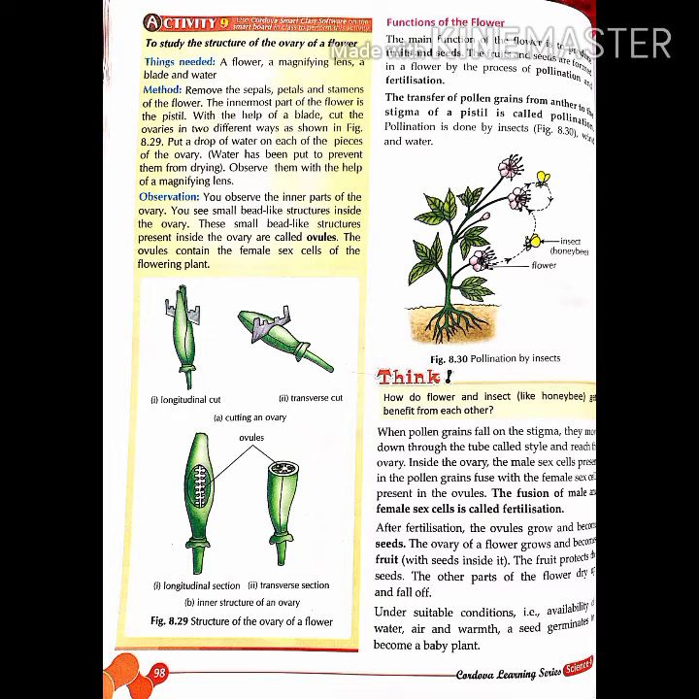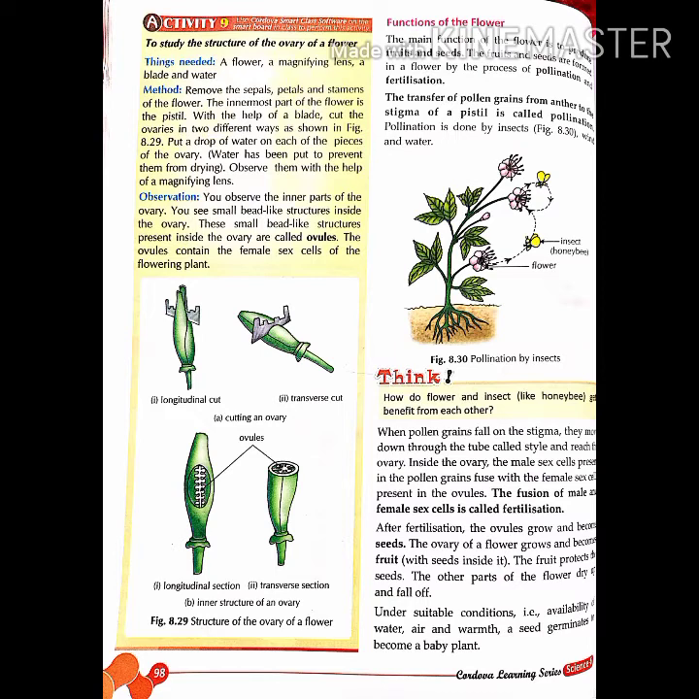The main function of the flower is the production of seeds and fruit. As we all know, this is the main function of the flower. So how are these seeds and fruits formed? The fruits and the seeds are formed in a flower by the process of pollination and fertilization. By these two processes, the seeds and fruits are formed in a flower.